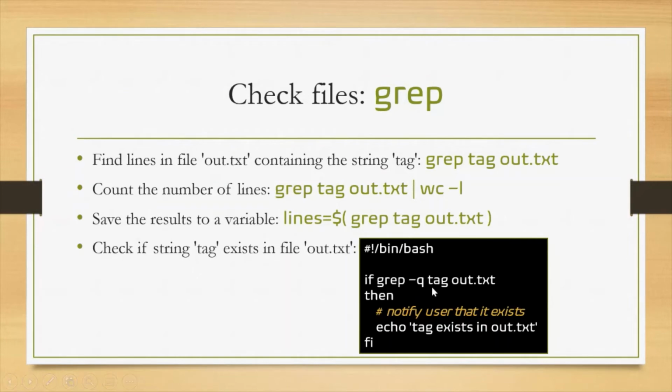So grep -q tag out.text returns true if tag exists in out.text and returns false if tag does not exist in out.text, and that can be used in if statements like this, as shown here. And this is very useful to identify, say, if a file has the tag, you move it to a certain folder, and if it doesn't have the tag that you're searching for, you move it to another folder. So it's very useful for managing your files based on certain strings that you're looking out for.